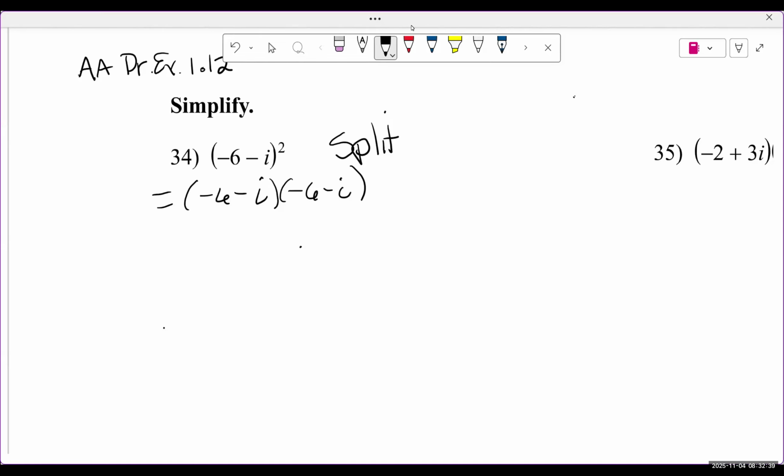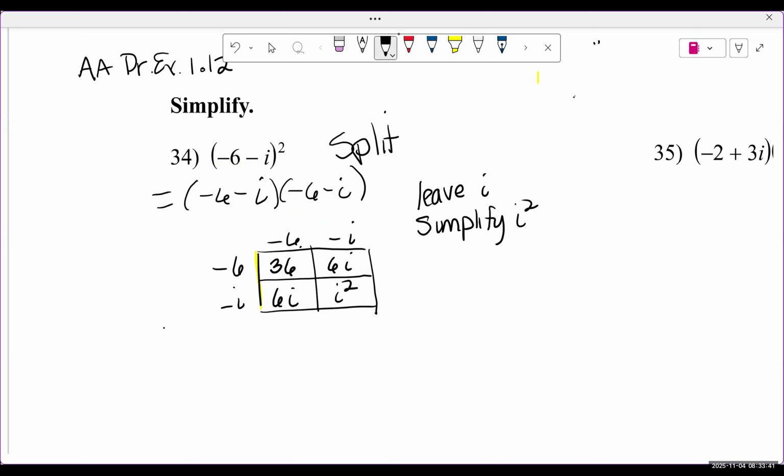Number 34, the first step is to split. So it is this thing multiplied times itself. So now we have two terms by two terms. So we're going to make a box. Now we're going to multiply to fill in the box.